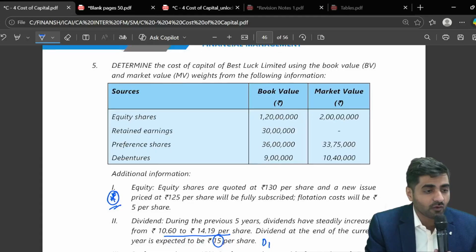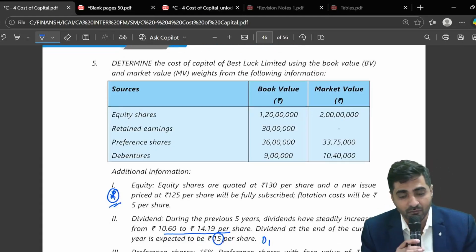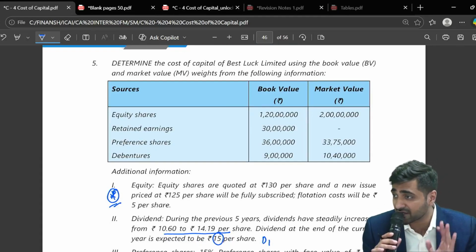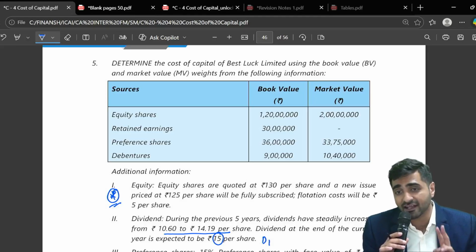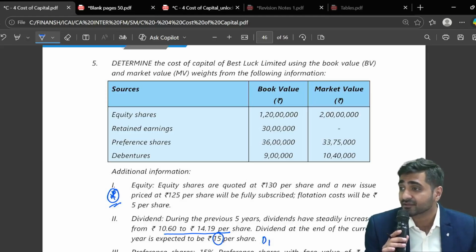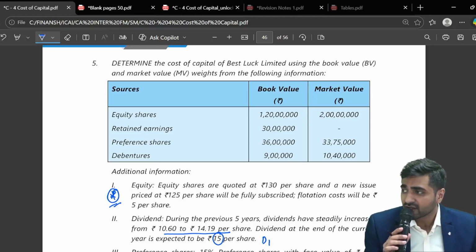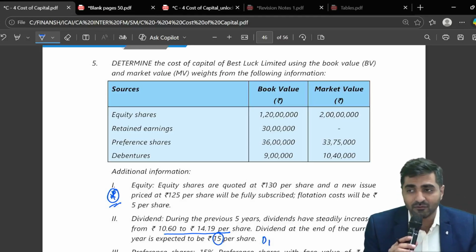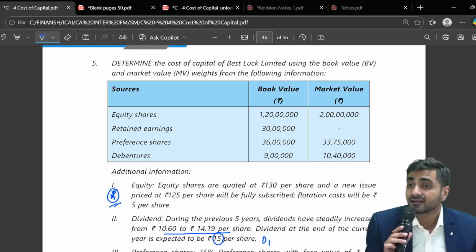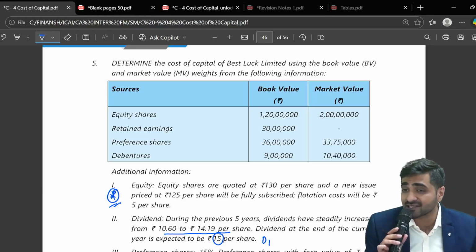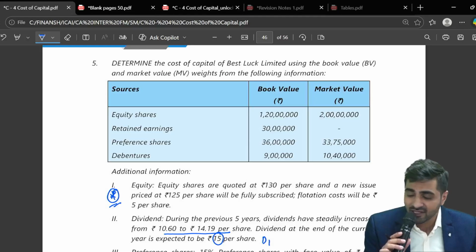Now we are required to calculate using what weights? Book value and also market value. So can I say again we have to prepare how many tables? 2 tables we need to prepare. So we'll be preparing book value and market value tables. But what about the cost? Do you think the cost is going to remain the same? Whether it is book value weights or market value weights, is your cost going to remain the same? Come on. Yes, sir.